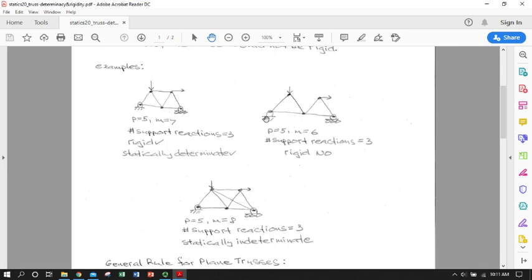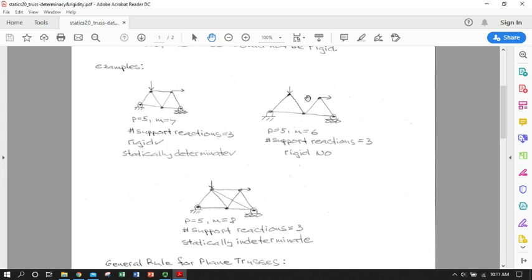Okay, let's look at this one. Again, we have 3 support reactions. And we have 1, 2, 3, 4, 5 pins. So we would need 7 members, just like in the other one, for rigidity. And if we had more than 7 members, we would be statically indeterminate. Well, we're missing that top member, so we only have 6.